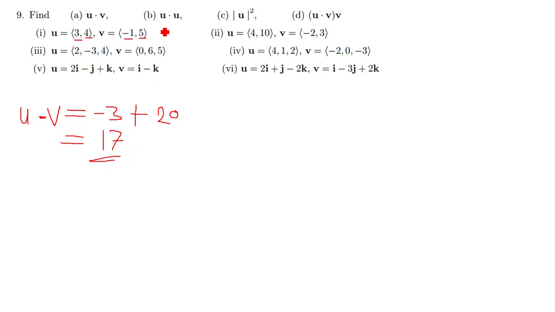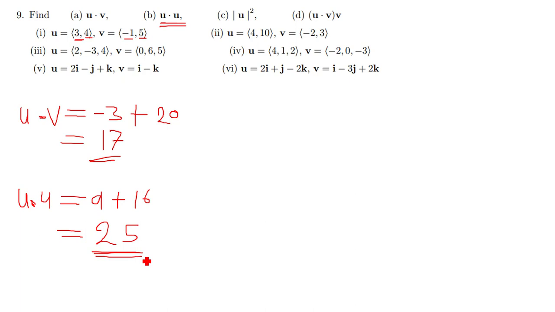Same applies to u dot u. You simply dot the same u. Say 3 times 3, so u dot u is simply equal to 3 times 3, you get 9, then plus 4 times 4 is 16. So u dot u just gives us 25. Okay, so this is how simple these things are.